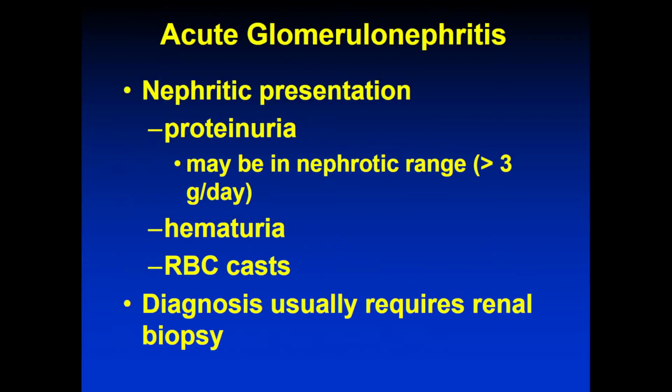Acute glomerulonephritis. Nephritic presentation with proteinuria, but this proteinuria may achieve the nephrotic range, exceeding 3 grams per day. Then hematuria, appearance of red blood cell casts, and this diagnosis usually requires renal biopsy. Fortunately, it happens rather infrequently.